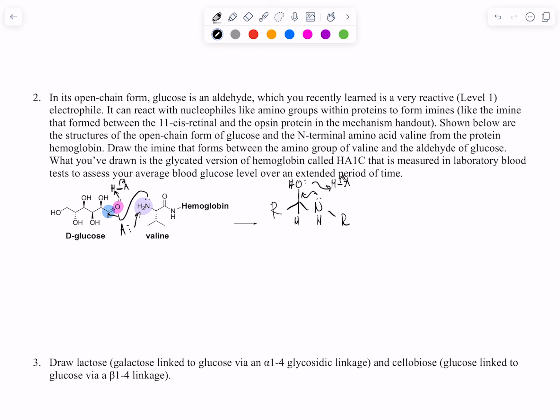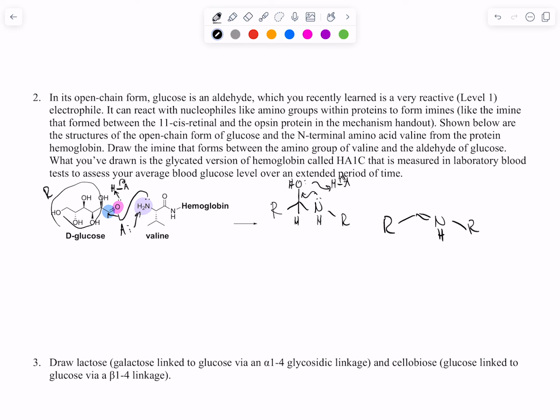Can I just do R group? R groups is totally fine. R is for I don't want to redraw the molecule. It would be... and then R again. Okay, and you're missing a pi bond between the nitrogen and the carbon.